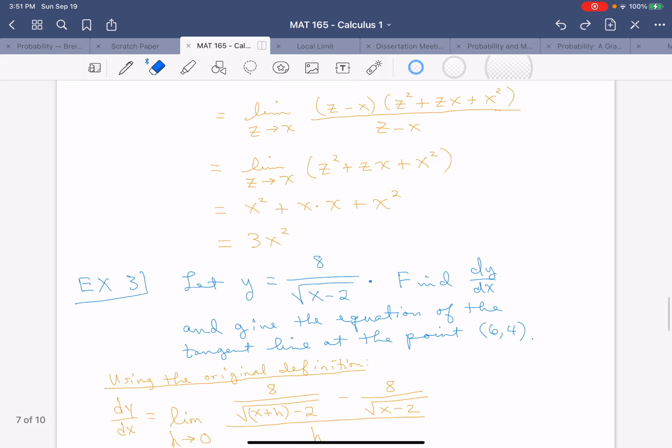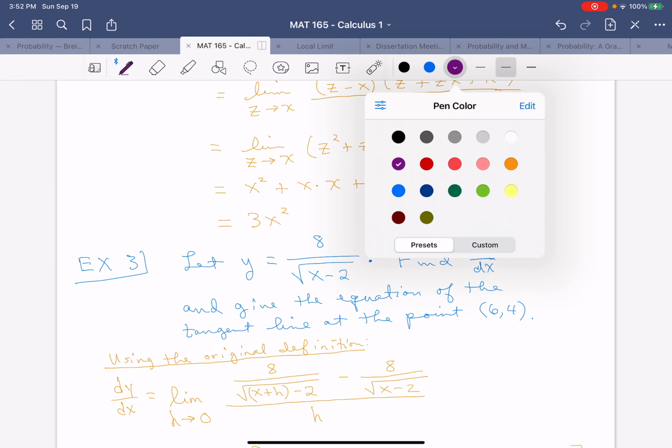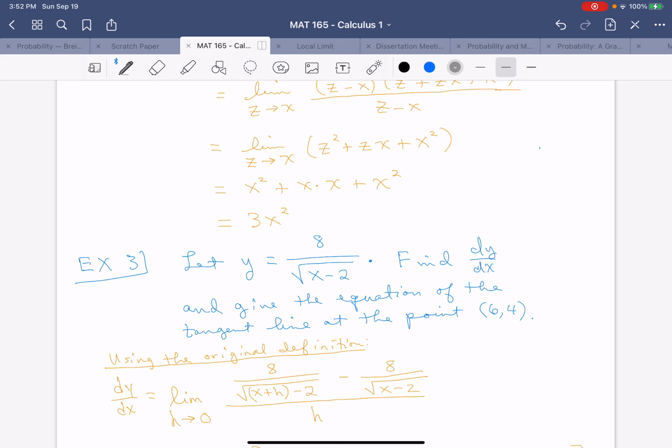All right, so we're going to go back to the original definition. Remember that the original definition is the one where we have f of x plus h minus f of x over h, and we're taking the limit of that. All right, so just a reminder there. So f of x plus h, well, that's what you see here: 8 over the square root of x plus h minus 2, and then minus f of x, all over h.